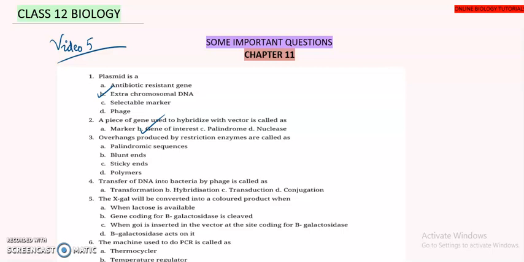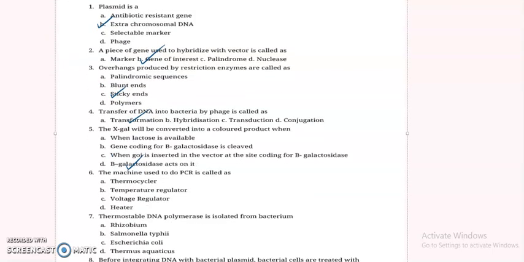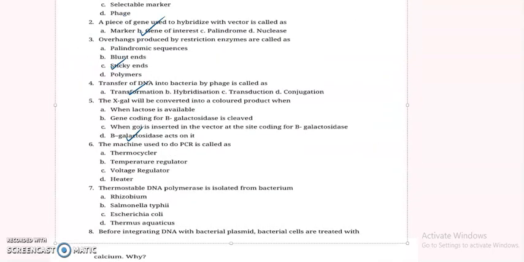Overhangs are produced by restriction enzymes. They are known as sticky ends. Transfer of DNA into the bacteria by phage is known as transformation. X-gal will be converted to a colorful product only when beta-galactosidase is there. The machine that is used in PCR is a thermocycler. Thermostable DNA polymerase was taken from Thermus aquaticus.